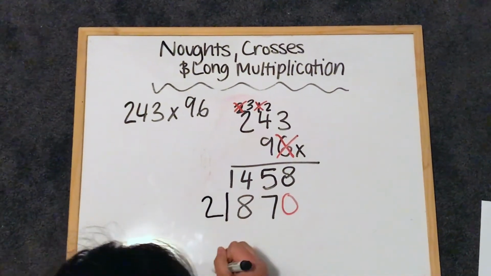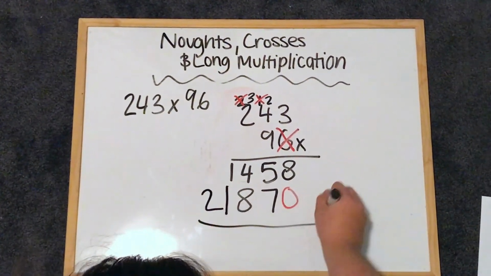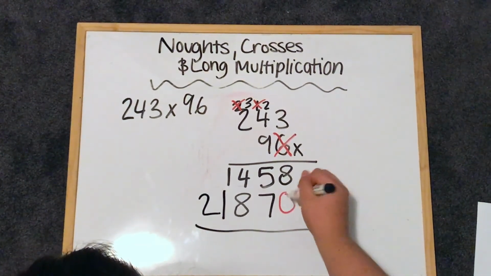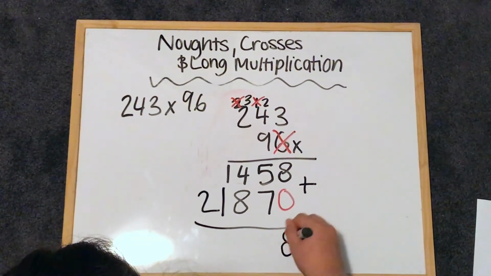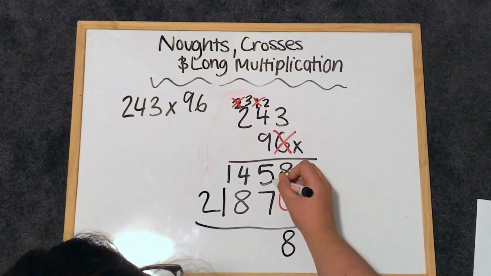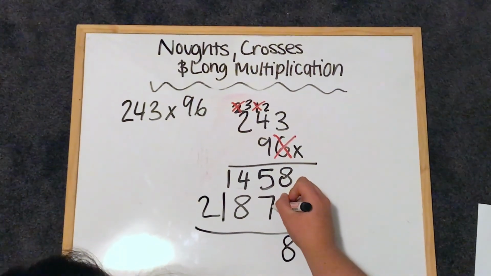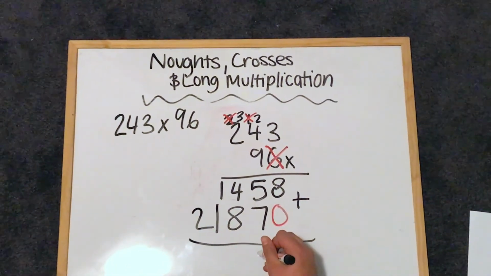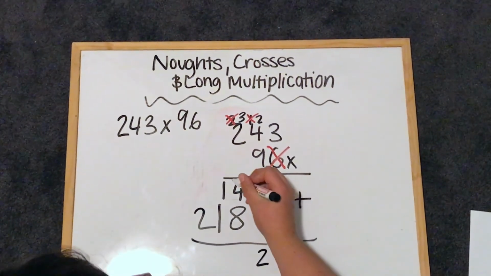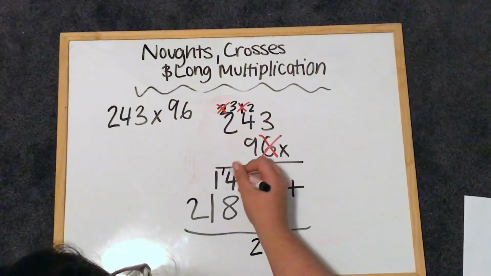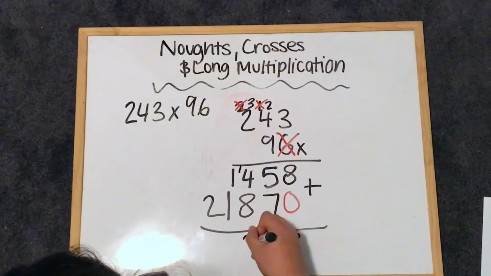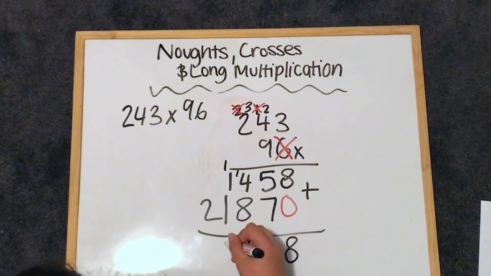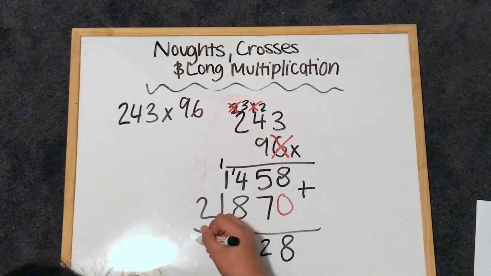And now the time comes again for our additions. The first is 8 plus 0, which is equal to 8. Now we do 5 plus 7, which is equal to 12. So we put the 2 down and we trade 10 ones for 1 ten. Now we do 4 plus 8 plus the 1 is 13. Keep the 3 and carry the 1.